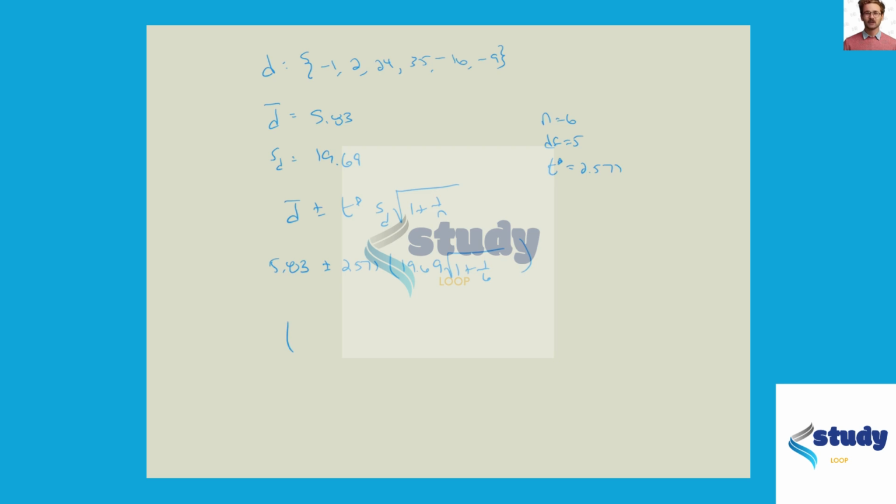So 5.83 minus 2.571 times 19.69 times the square root of 1 plus 1/6 is negative 48.85, and the upper boundary is 60.51.